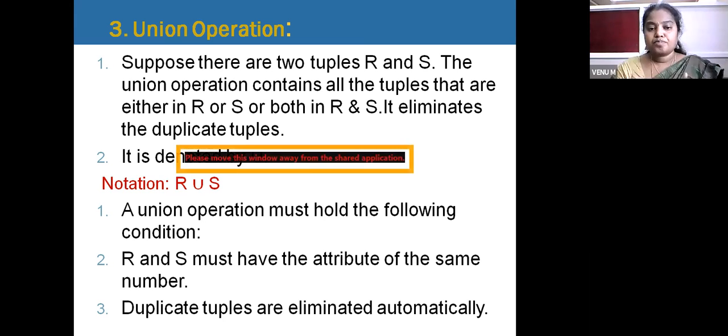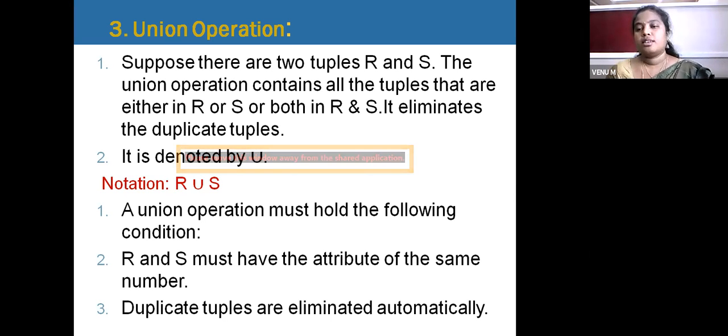They must have the same number of attributes. Only then will the union operation work, otherwise it will not work. Duplicate tuples are eliminated automatically after applying these operations.